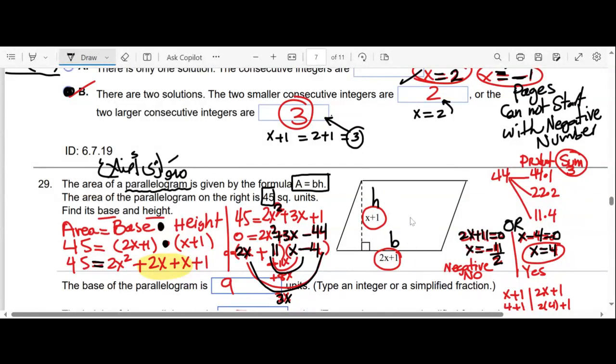Why don't I take the negative? Because this is x, so the height is x plus 1, which is negative 11 over 2 plus 1. I have to make this the same denominator, so it's going to be 2 over 2, right? Plus negative 11 over 2. How much will this give you? Negative 9 over 2. Can the height be negative? No. That's why we have to ignore this. So you ignore the negative value.